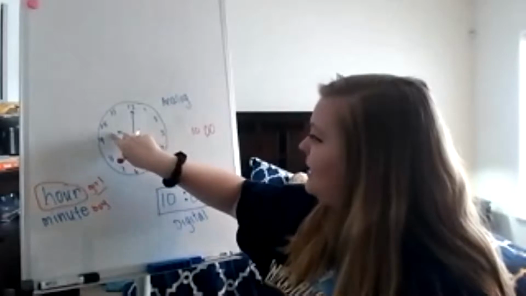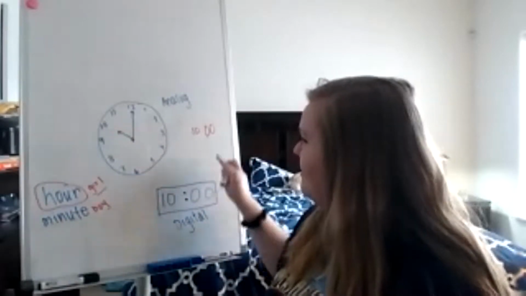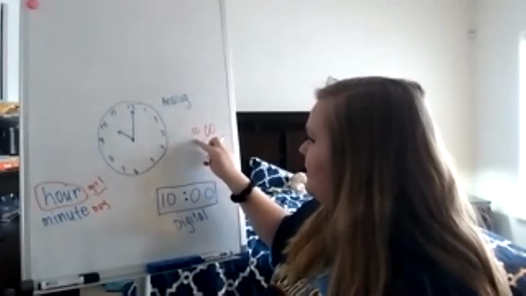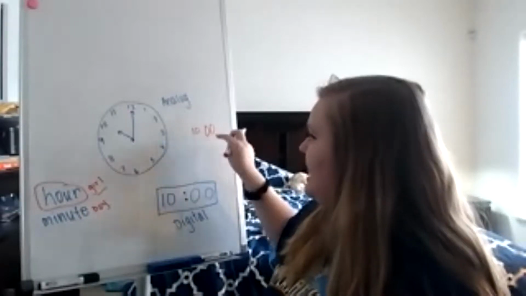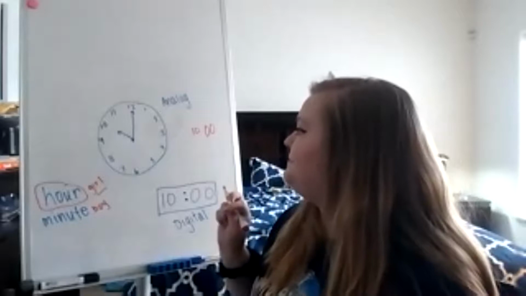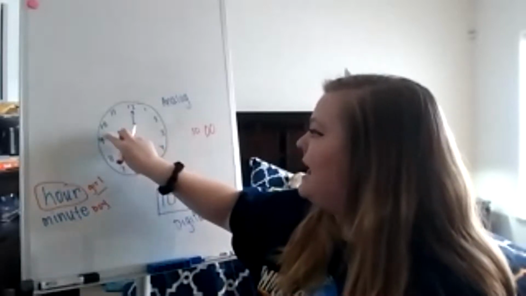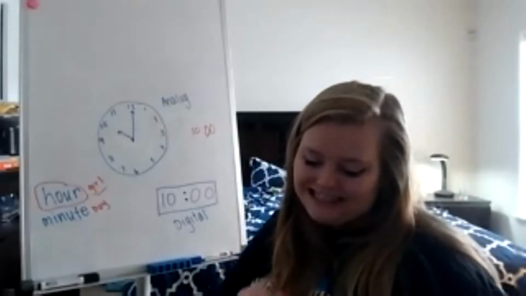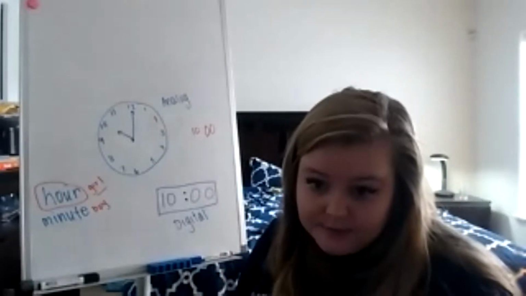And my hour hand is pointing to the 10, because remember, when we look at it digitally, the hour is on the left-hand side and the minutes are on the right. And I would say 10 o'clock. When there are 0 minutes, we say o'clock.